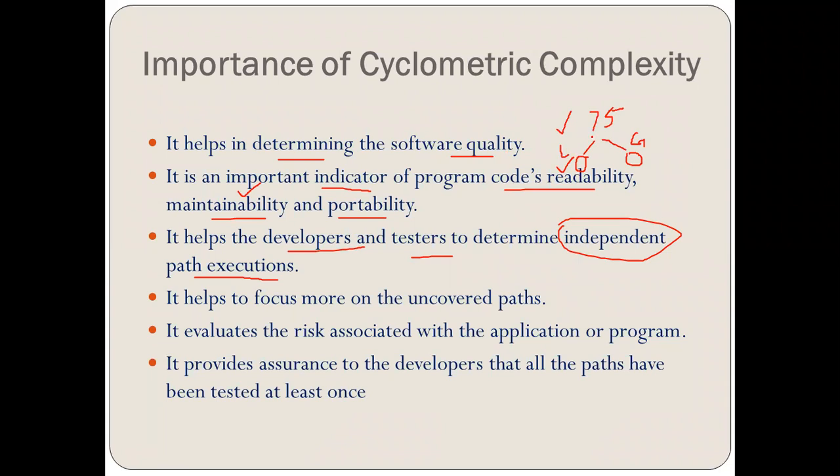So this is what independent paths are. This is one path and this is the other path. So this defines independent path execution. It helps to focus more on uncovered paths.